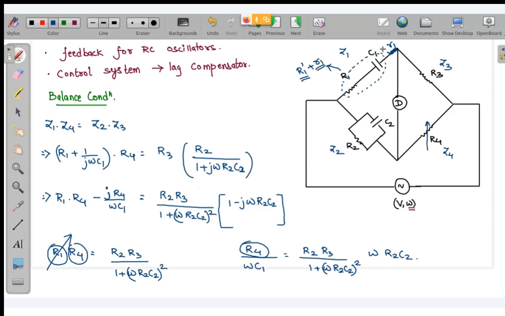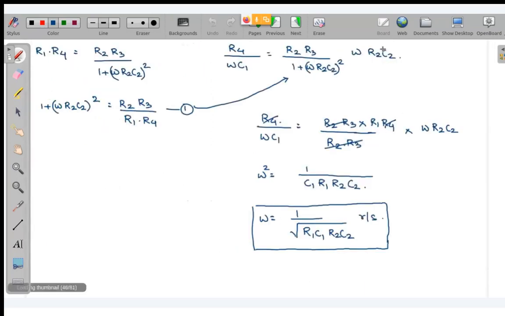So now when we do lag compensator, at some place you are going to get this expression. Just write it down. Later on I am going to discuss. Okay, so this is the value of unknown omega. It is basically under root of R1 C1 R2 C2. Okay, any doubt?